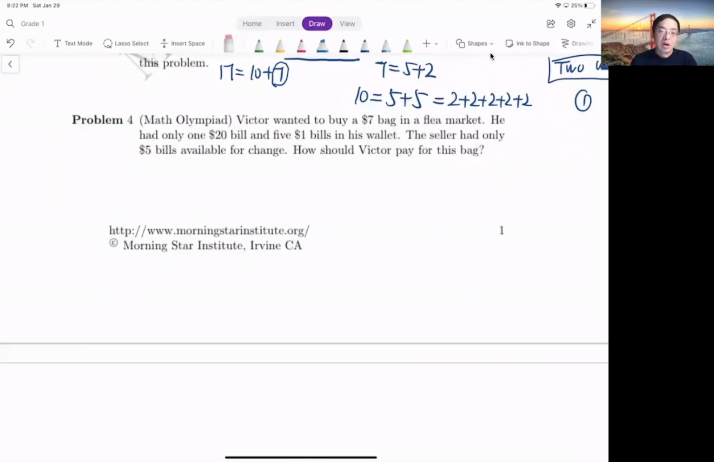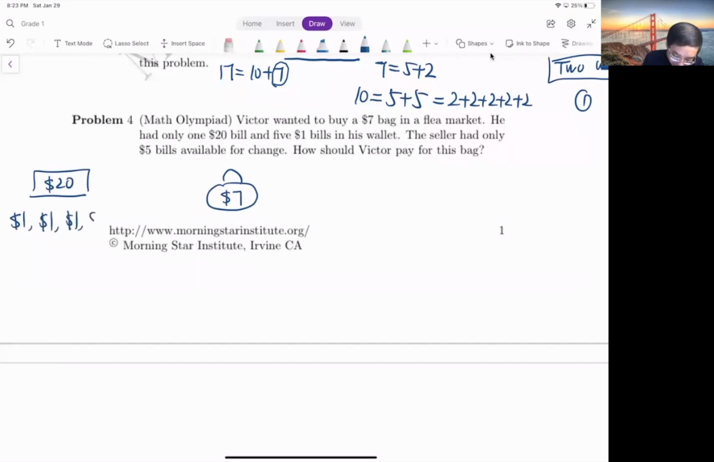Okay. Question number 4. The problem says Victor wanted to buy a bag that is $7 in a flea market. He had only one $20 bill and 5 $1 bills in his wallet. The seller had only $5 bills available for change. The question is, how should Victor pay for this bag? Okay, so we know Victor has only one $20 bill and 5 $1 bills.